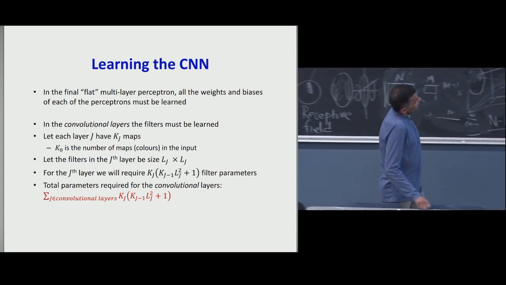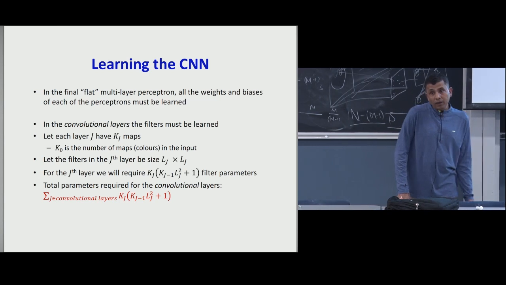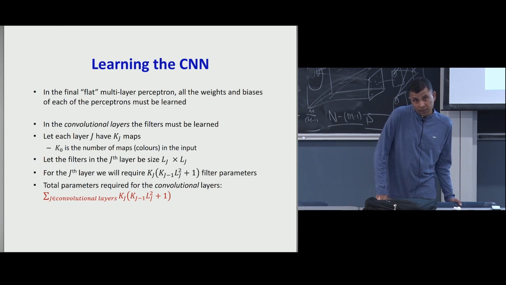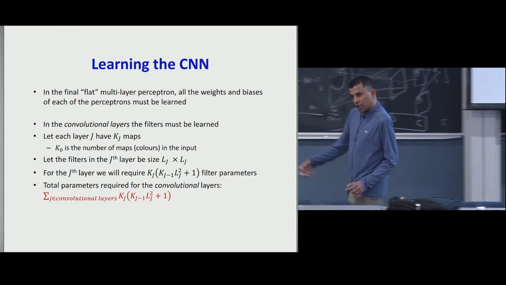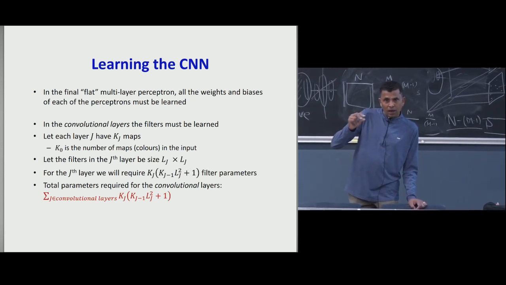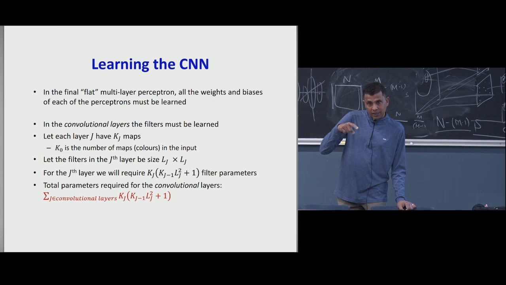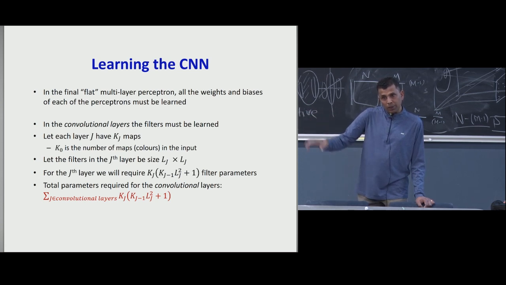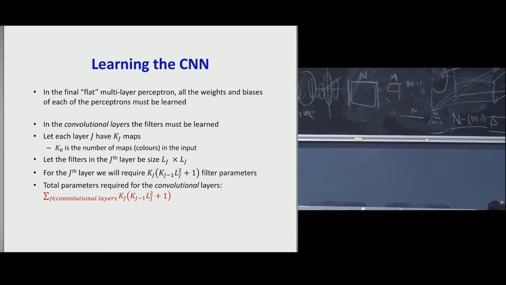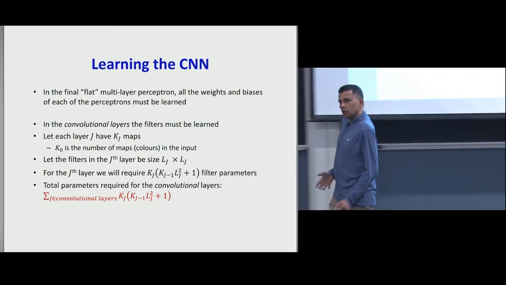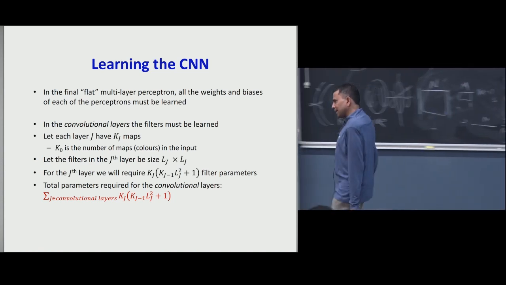So in the final flat multi-layer perceptron, all of the weights and biases must be learned, right? In the convolutional layers, all of the filters must be learned. So in each layer j, we have Kj maps, Kj output channels, basically. And each output channel is being computed over a region of some Lj cross Lj times Kj minus 1, right? And plus 1 for the bias. So the total for the jth layer is how many filter parameters you'd have to estimate within the convolutional layers. This is in addition to the MLP itself.